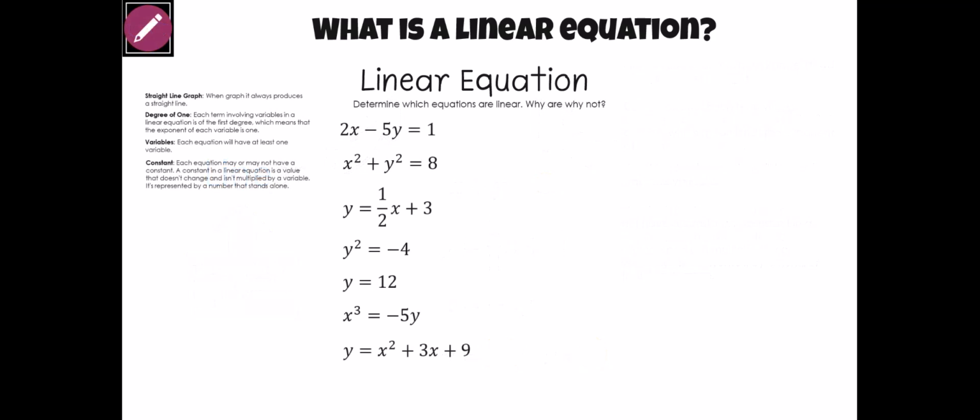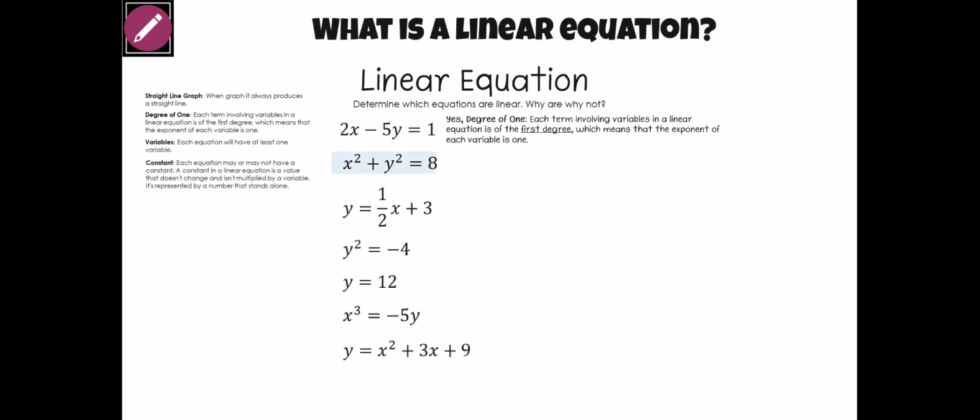Determine which equations are linear. Why or why not? Let's look at the first one. 2x minus 5y equals 1. What do you think? Is it linear or not linear? If you said yes, you are correct. And how do I know? The x is to a degree of 1 and the y is to a degree of 1.